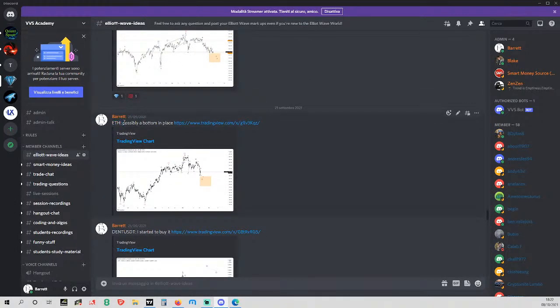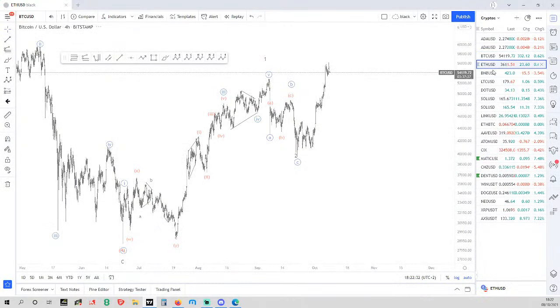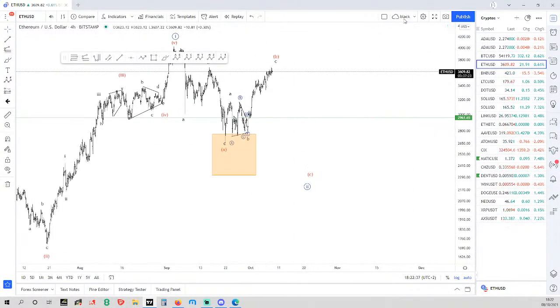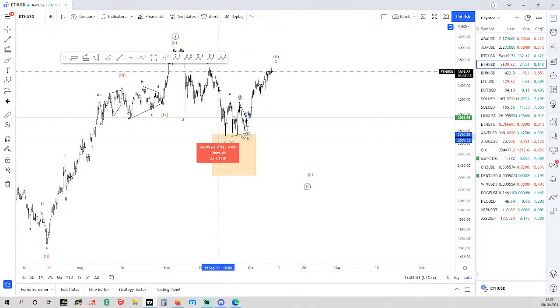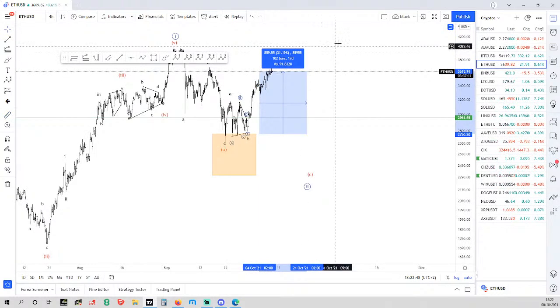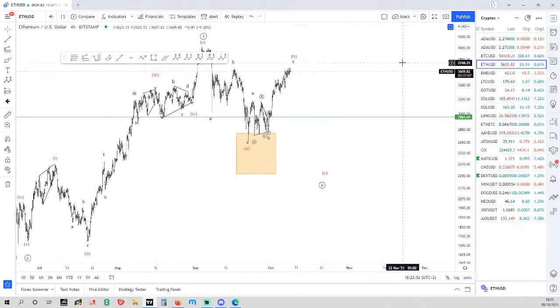I shared this ETH chart with a golden box. I said golden box is approaching, be careful. And if you look at ETH now, here's the golden box. We reacted perfectly. I mean, look at this. It was a 3.8% drawdown in equity against right now a 31% gain. So it's a 1 to 10. It's ridiculously precise.